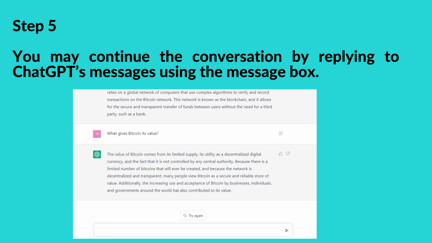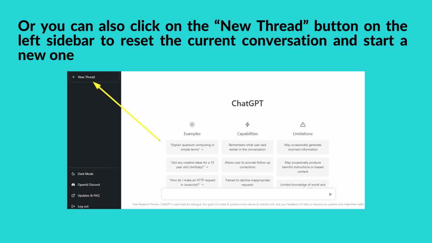Step 5. You may continue the conversation by replying to ChatBot's messages using the message box. Or you can also click on the New Thread button on the left sidebar to reset the current conversation and start a new one. Based on the limited time we spent chatting with the bot, it does a decent job with human-like responses. You can't really tell that you are talking with an AI unless, of course, you know it already. Although perhaps the lack of typos and the faster typing speed could raise some suspicion.